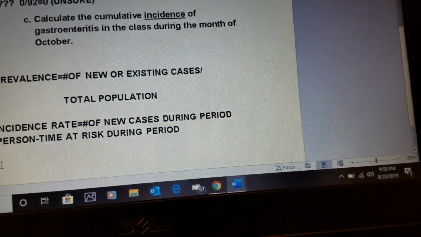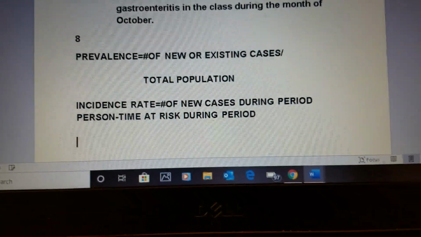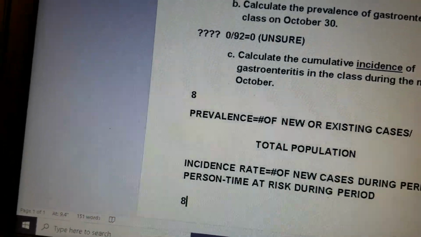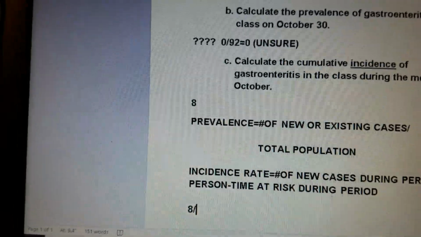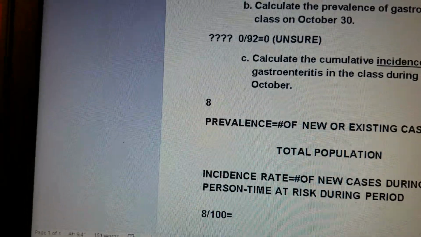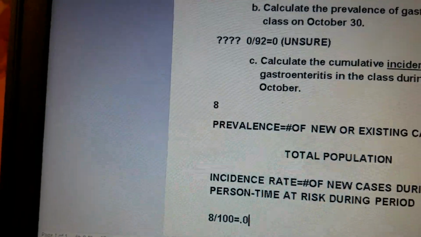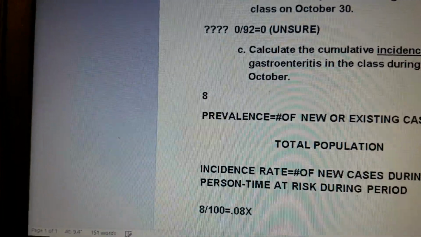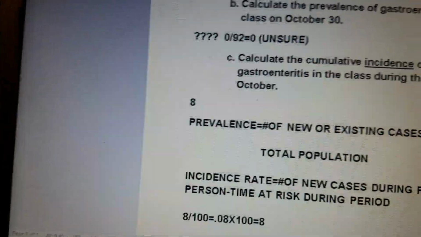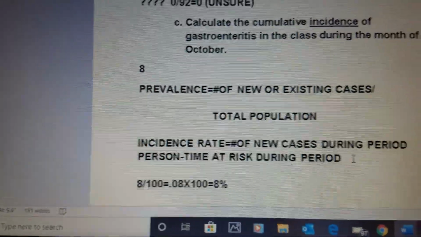Incidence rate, I did not calculate it, sorry. I meant to though. We got 8 divided by 100 equals 0.08 times 100 equals 8%. And that's my guesswork for number 6.